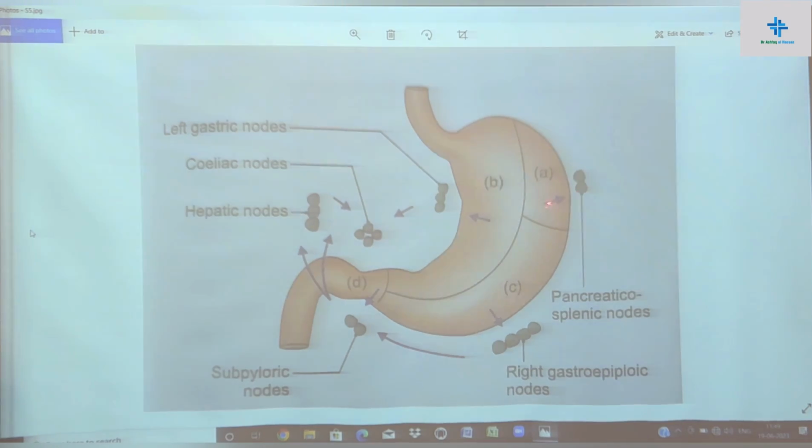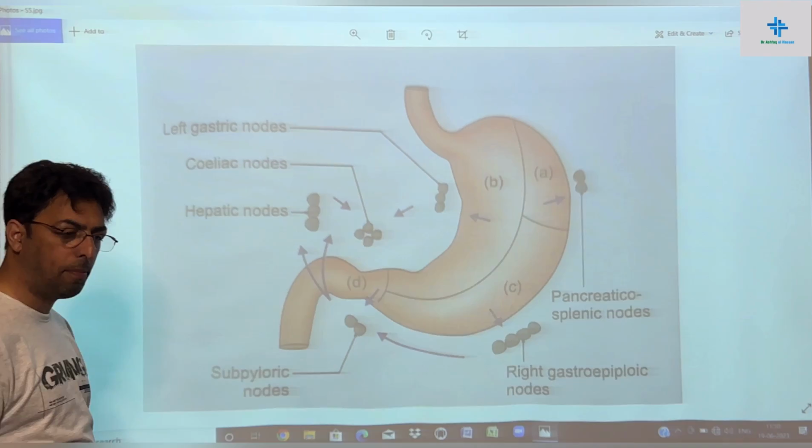As you can appreciate over here, the upper 1/3 of the left side drains into the pancreatico-splenic group of lymph nodes, and this is the area which corresponds to the right gastroepiploic artery, and here we have the right gastroepiploic lymph nodes, and over here these are the subpyloric group of lymph nodes just below the pylorus, and over here we have the celiac trunk, and surrounding the celiac trunk we have the celiac group of lymph nodes, and this is the hepatic group of lymph nodes, and this is the group of lymph nodes along the left gastric vessel, which we give the name left gastric lymph nodes.